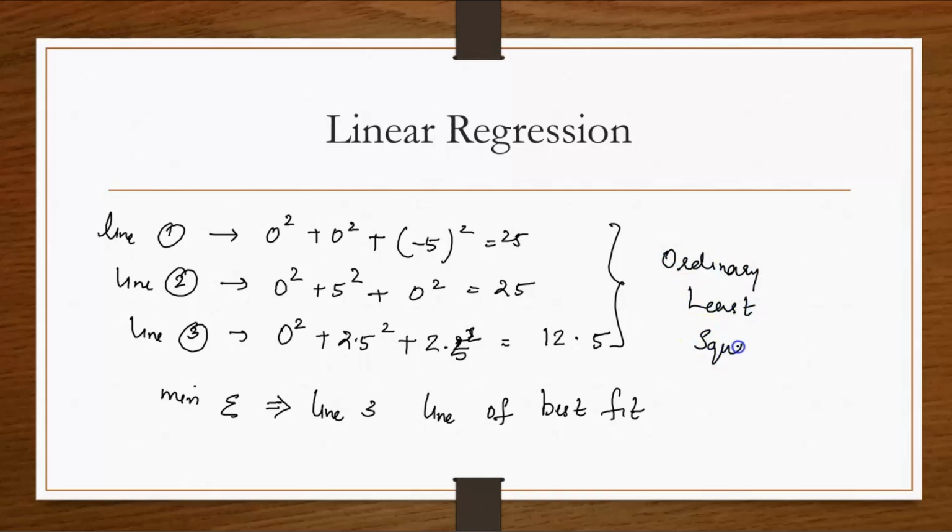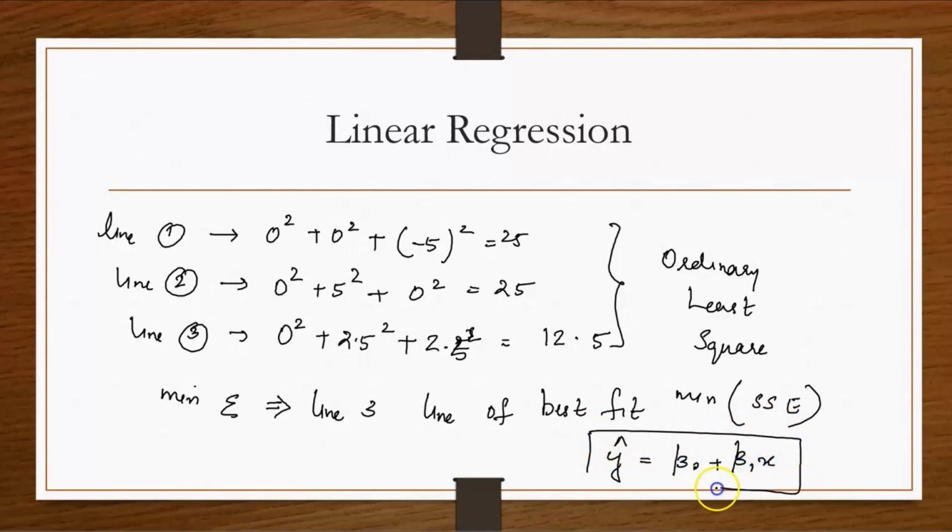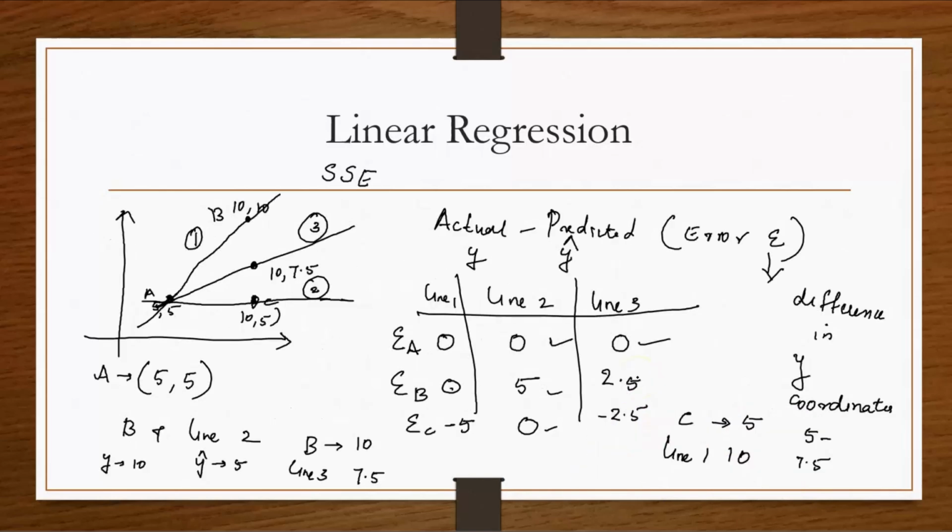Ordinary least squares algorithm, that is to find the minimum of the sum of squared error. Using that, we can write the predicted value of y as beta naught plus beta 1x by getting the coefficients from this. So here you can see we have taken 3 points, A, B and C, and we have drawn 3 lines. For example, we have drawn 3 lines. We can draw infinite number of lines: line 3, line 4, line 5, etc. We can draw as many as we can, and we have made a table to calculate the error.